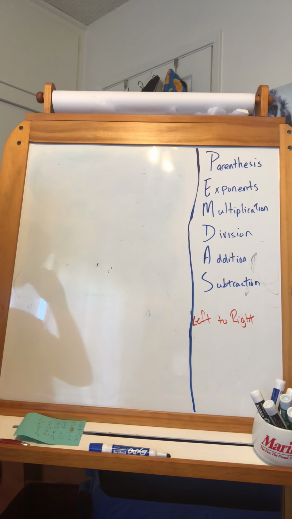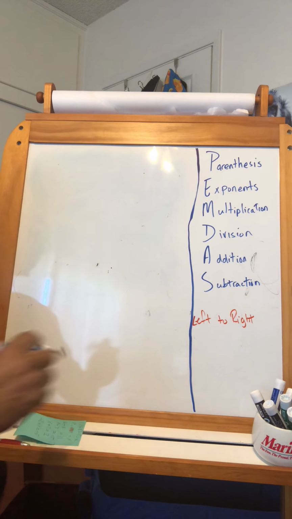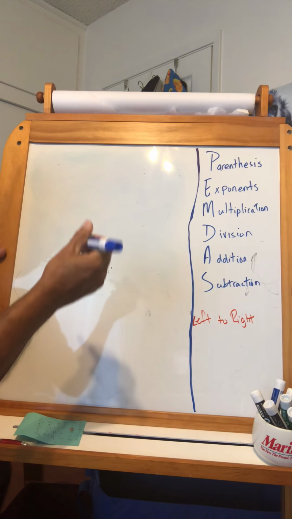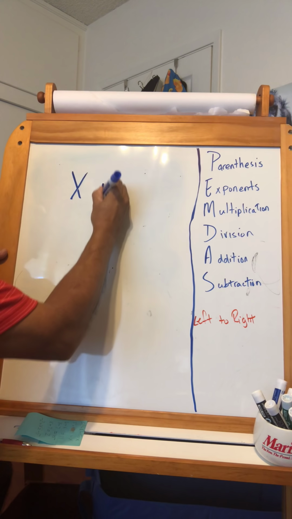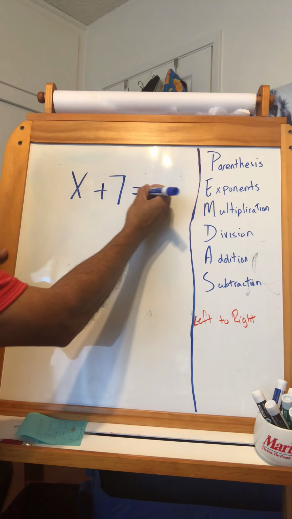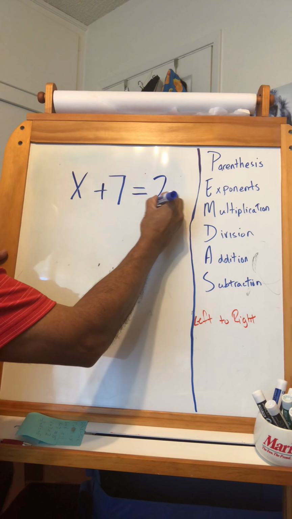Now, remember what I said about that number line. That's where it starts to make a difference. Let's redo this one again, only just a slight change. X plus 7 equals 2.